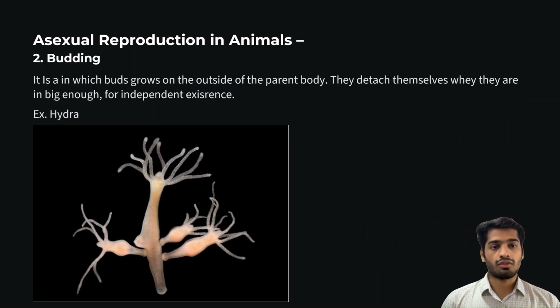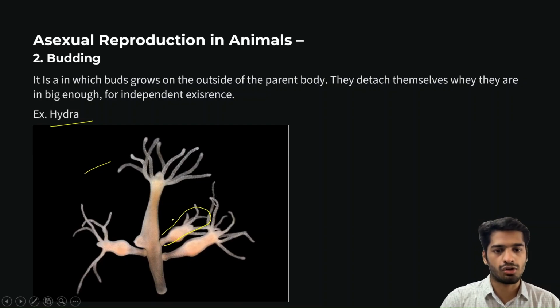After that, we have one more type, that is budding. So very easy to understand. The only example we are going to see in here is going to be hydra. So this is a hydra, which is an animal, a multicellular animal. So what is budding? In this, there is going to be a bud which is formed on the surface of your parent. It is similar to having a pimple on your skin.